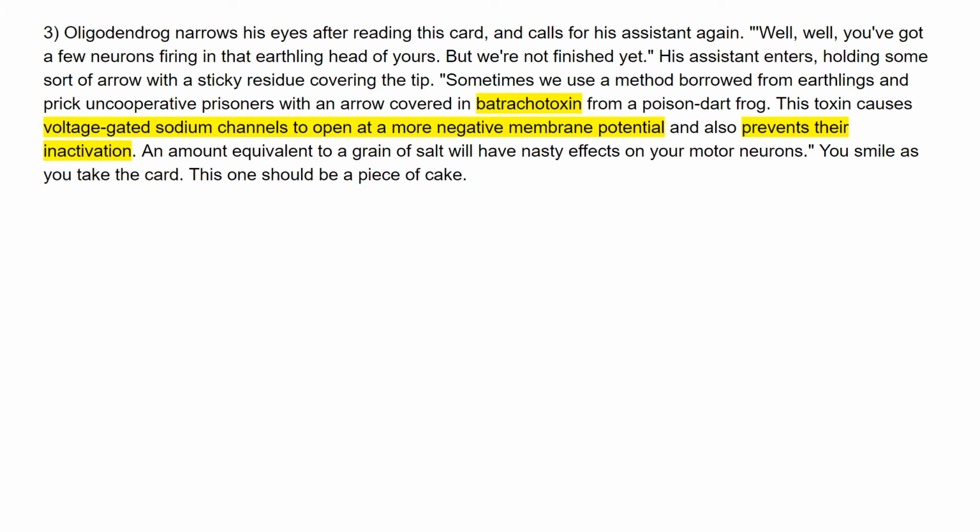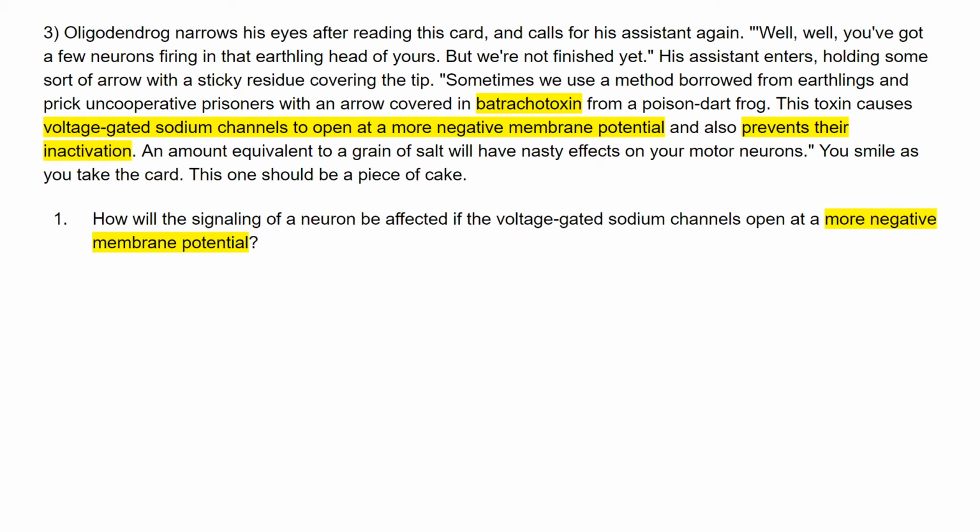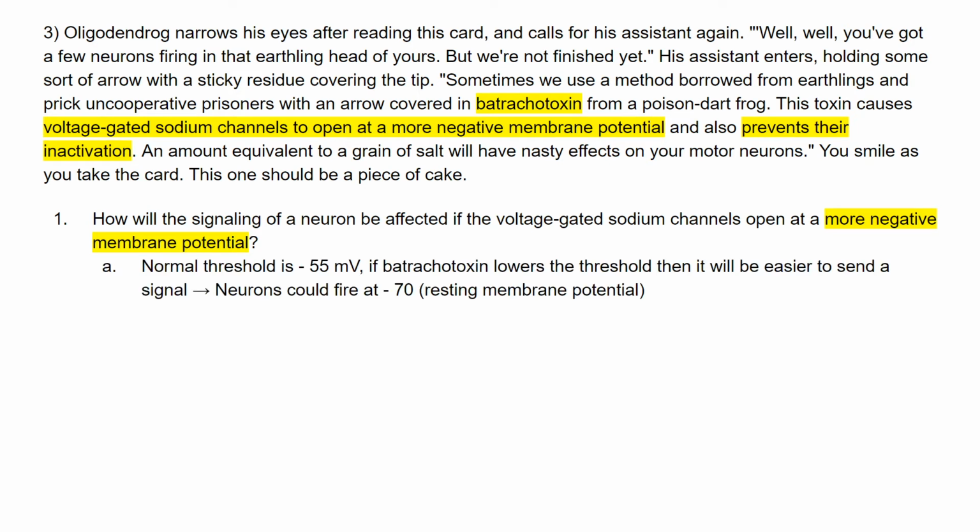So this time we're focusing on the baracatoxin, and it causes the voltage-gated sodium channels to open at a more negative membrane potential. So let's start there. How would the signaling of a neuron be affected if the voltage-gated sodium channels open at a more negative membrane potential? So in a normal situation, the threshold is about negative 55 millivolts, which means that the membrane potential has to go from negative 70 all the way up to negative 55, and then the sodium channels will open and then the membrane will depolarize.